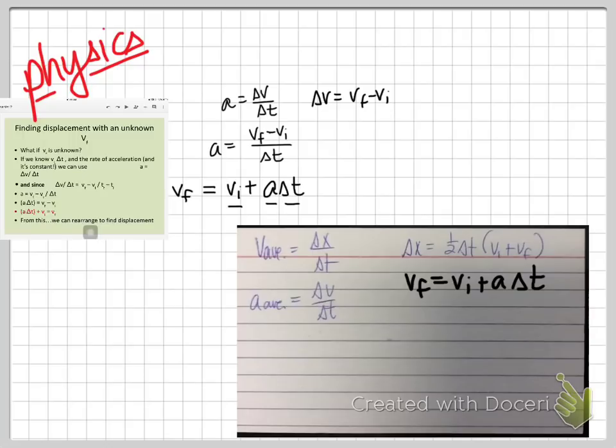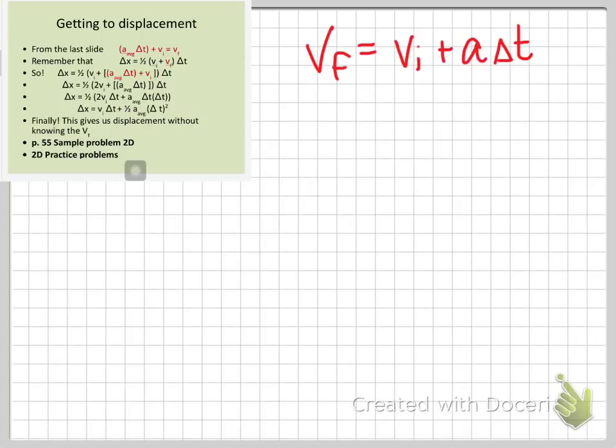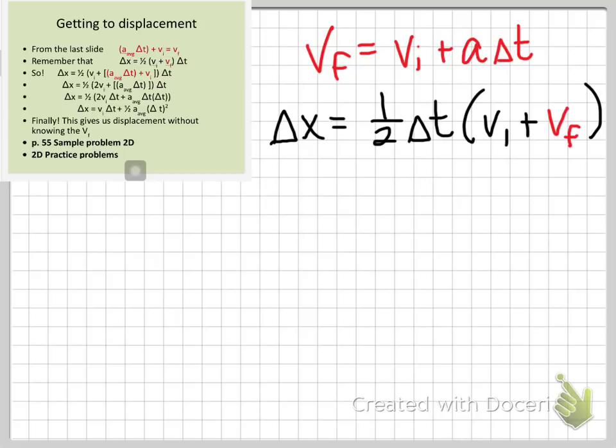But wait. We wanted to find displacement when we didn't know vf. Okay, let's get to that. Okay, so we've just pulled over our vf equals vi plus a delta t. Now, you remember our first golden equation? Delta x equals 1/2 delta t times the quantity vi plus vf. Ooh. I see a substitution coming. Yes, that's right. We're going to take the equation that we've created for vf, and we're going to jam it sideways into this other equation.